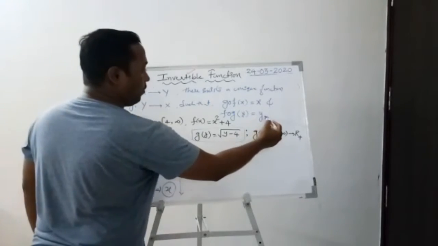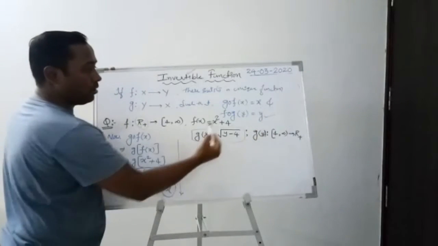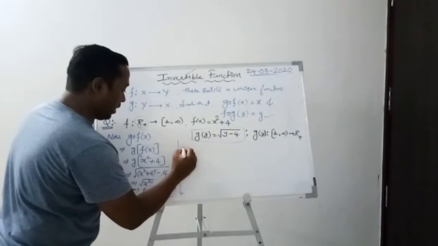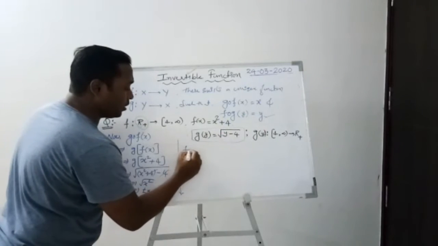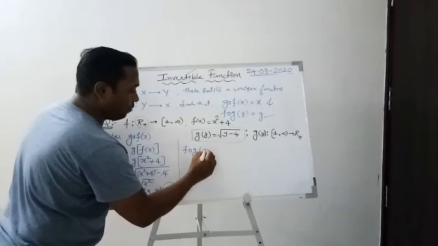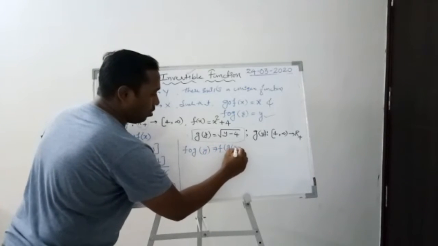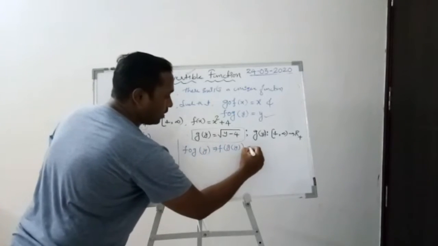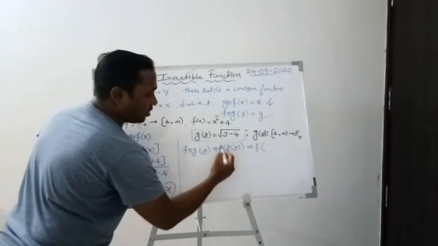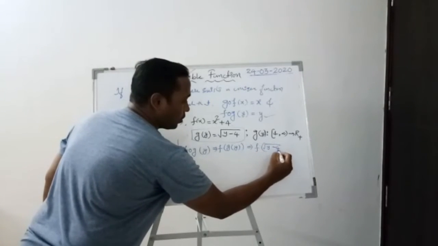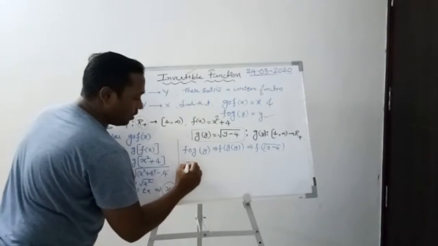And what do we go for now? The second operation, that is fog of y should be equal to y. So I am taking now the second condition, fog of y. What does it mean? f of g of y. What is g of y? Already we got it as under root of y minus 4. So we are solving further.